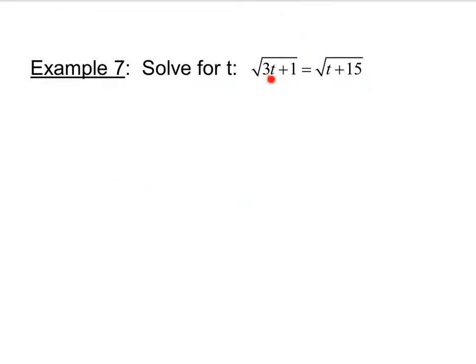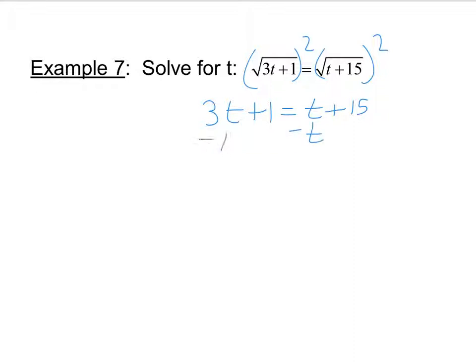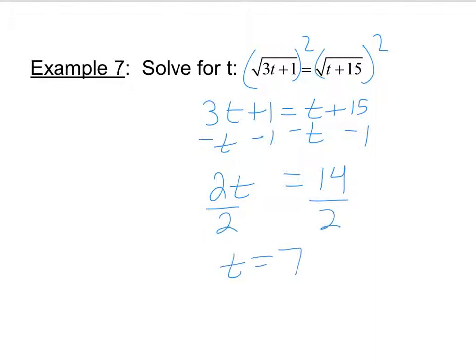Alright, so this has square root, this has square root, but they're both alone, so that's good. So all I gotta do is square them. And you get 3t plus 1 equals t plus 15. Subtract the t, subtract the 1, you get 2t equals 14. Divide by 2, you get t equals 7. Plug it back in to check to see if it works. You should get square root of 22 equals square root of 22, so that is true. So we're good. Let's take a look at some more.